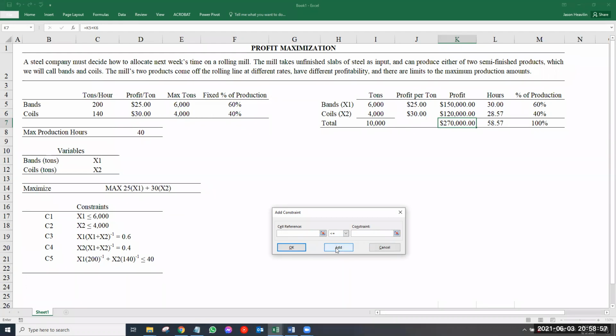Now, the next thing we want to do is a 60%. We already had the formula here. So we're saying this here has to be less or equal. You can write the 0.6, or we can just select this number here. Okay, and that takes care of that one there. Let's add another one.